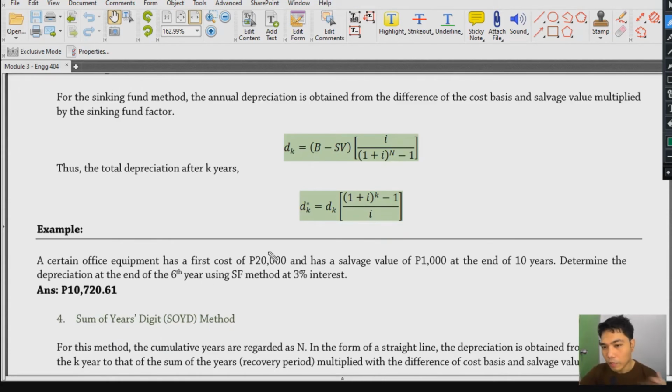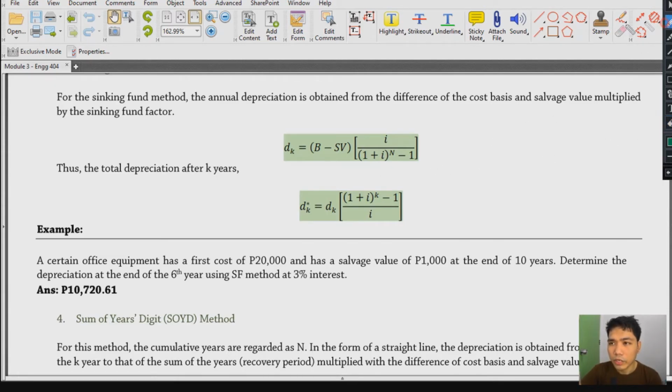When you encounter this kind of problem construction, determine the depreciation at the end of the 6th year, we assume that this is the total depreciation for those K years and not the annual depreciation. So in this case, we need to find D asterisk K. It's like just a multiplication: if you want to directly solve for D asterisk K, you could just take this and multiply it to your expression. It's just like that.